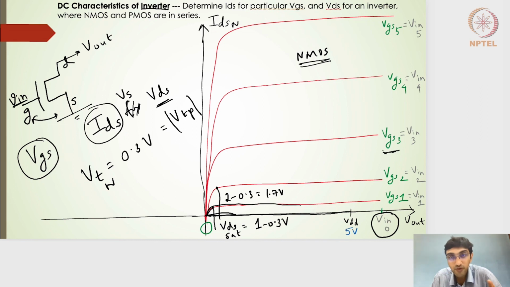Similarly, I should be able to find the current versus the VDS profile for a different VGS. Now VGS is 3, VGS is 4, VGS is 5. I should be able to draw the current versus the voltage characteristics.